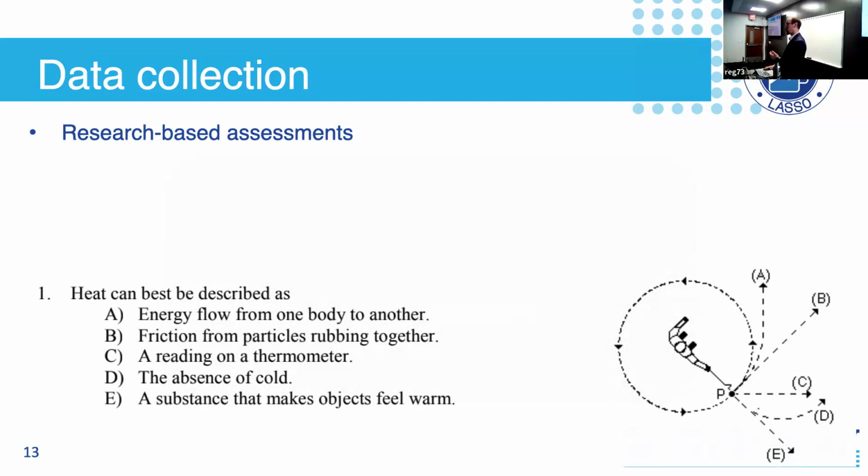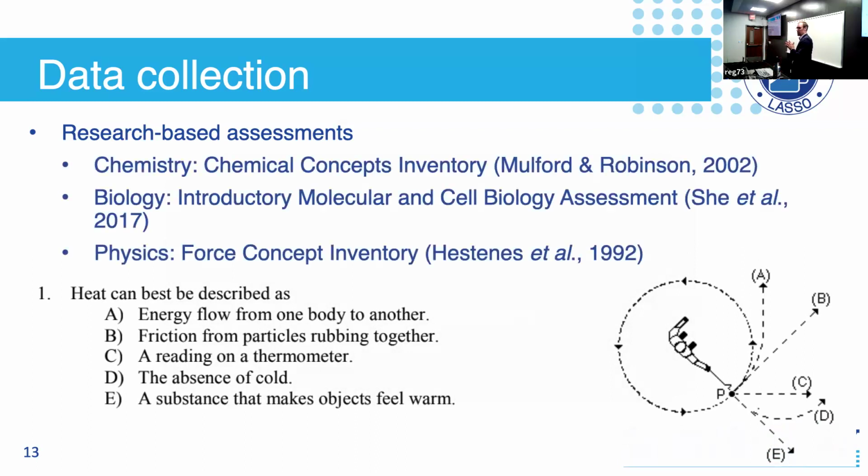And so I'm going to be looking at 3 different research-based assessments in this study. In chemistry, we've got the Chemical Concepts Inventory, which is where that heat question came from. In biology, we've got the Introductory Molecular and Cell Biology Assessment. And in physics, it's the Force Concept Inventory. The Force Concept Inventory is probably the most administered research-based assessment out there, the one used in the most studies.